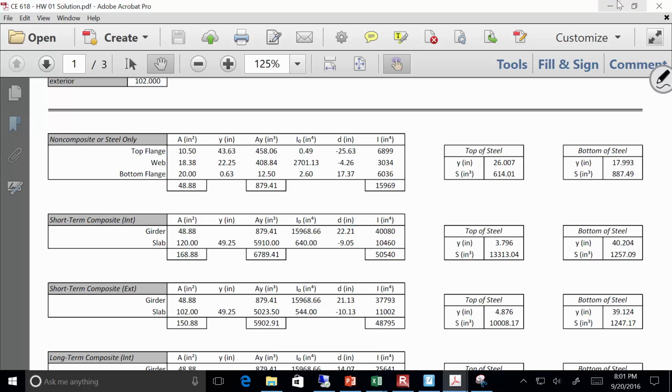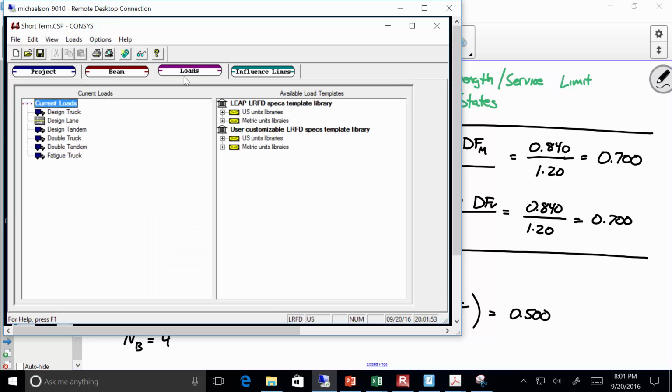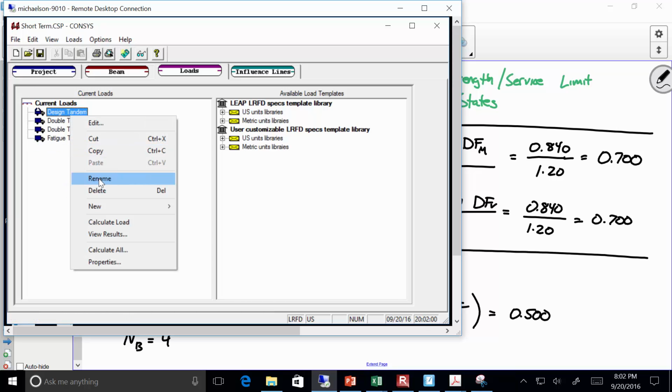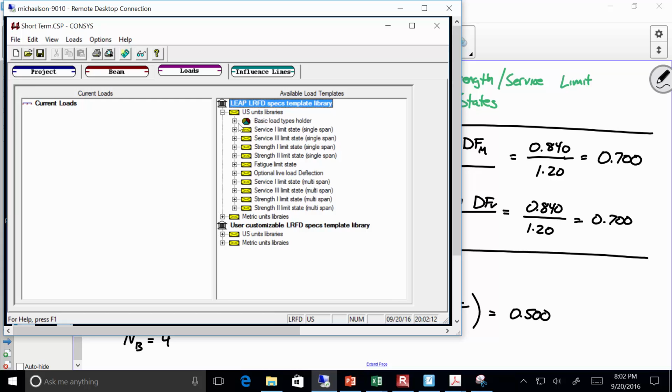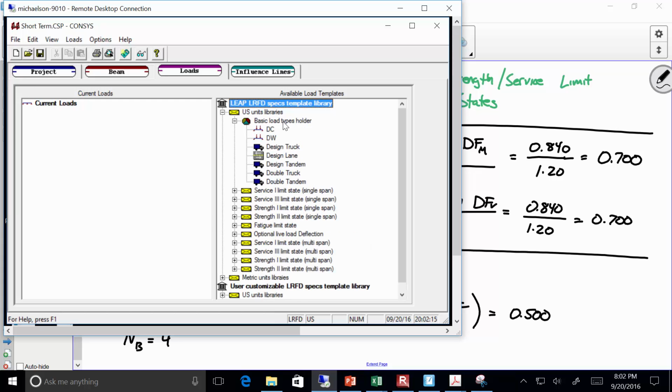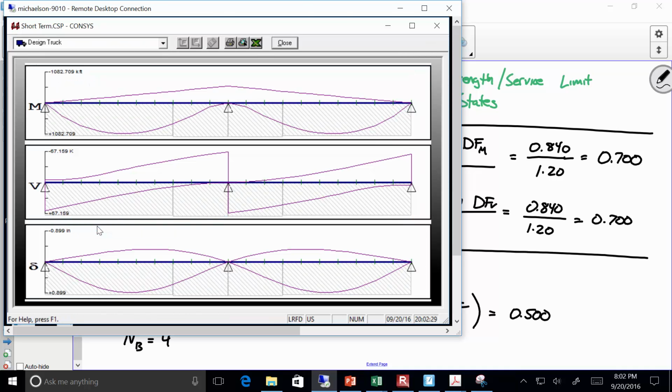So I'll show you what I've got here in this table. I go to loads, and I might just delete all these out to show you how this works, because it's really simple. Once I define the model, I go over here on the right and go through my basic loads and figure out which ones I want to do. If I want to analyze the design truck, the design lane, or the design tandem, let's take the truck. I drag it over, right-click, hit View Results, and that's it.